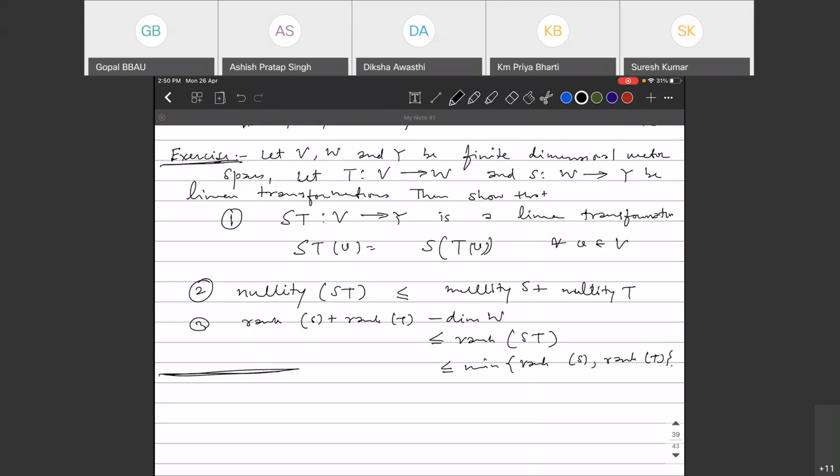Okay, so an exercise is for your homework. So do it on your own. In most cases I give you some hint, but the first time don't look at them. Try it more than 5 times, and if you are not getting it, then only please look at the hint.